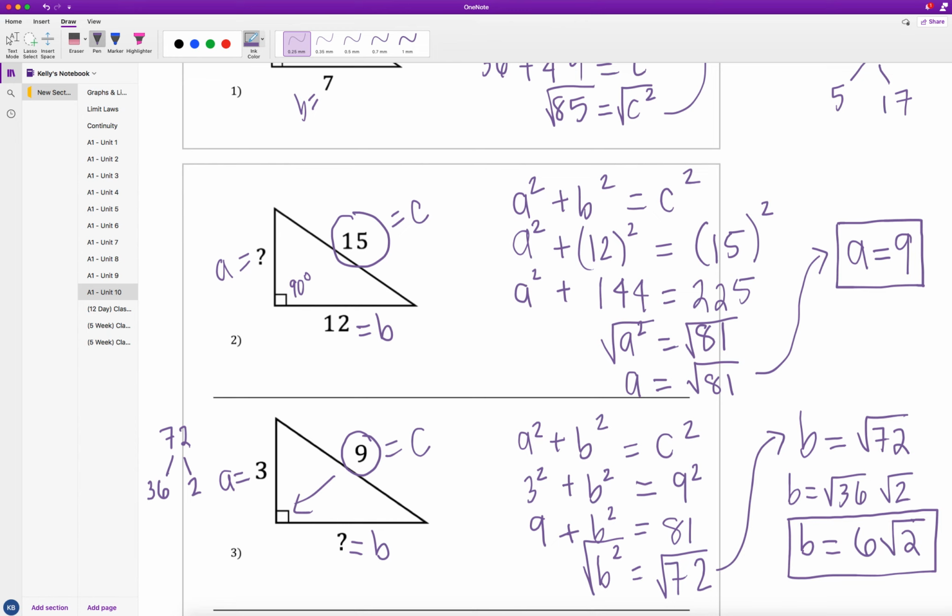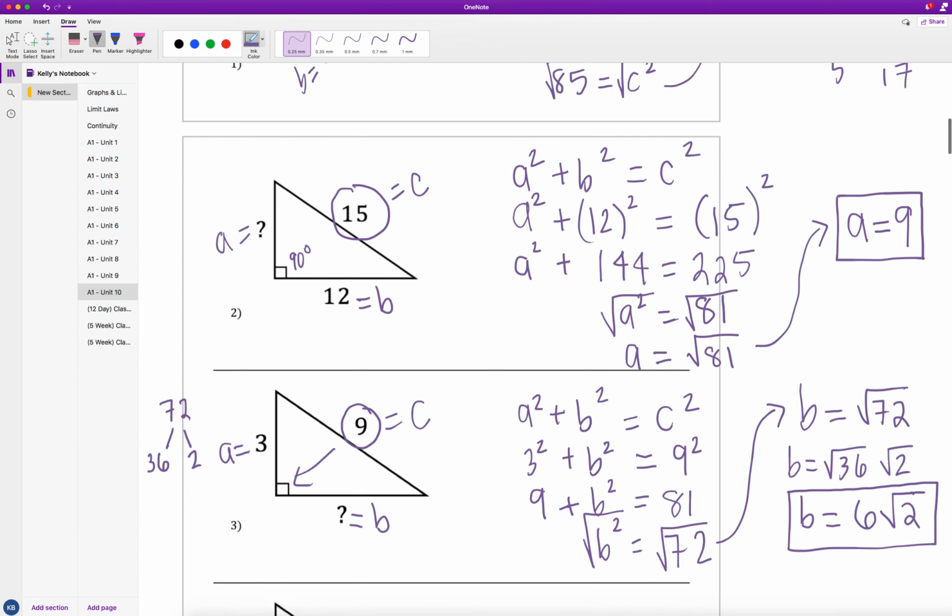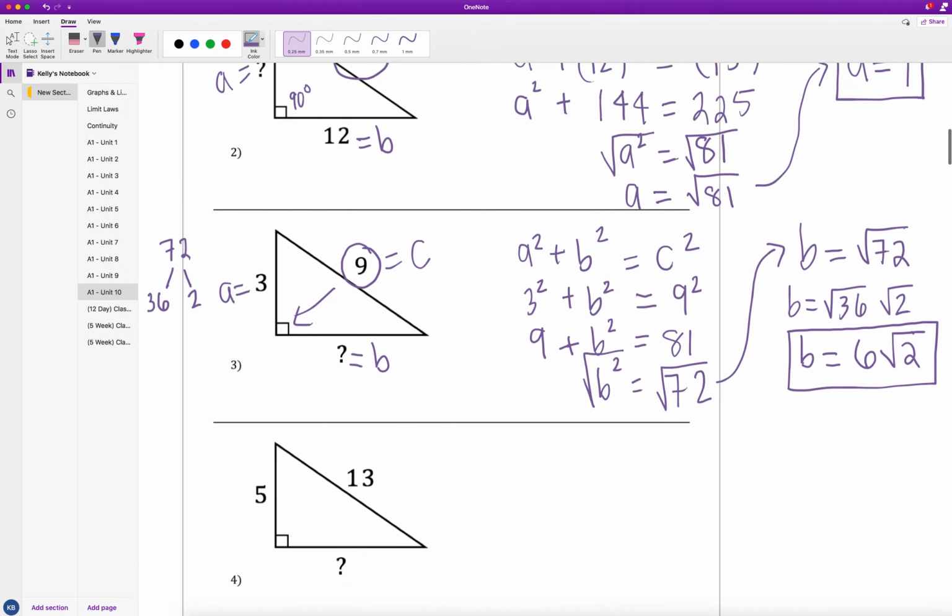And in our next section, we're going to look at how I can simplify square roots if I have some variables inside. So we're going to continue to build off of this idea. We have one last example in this video.